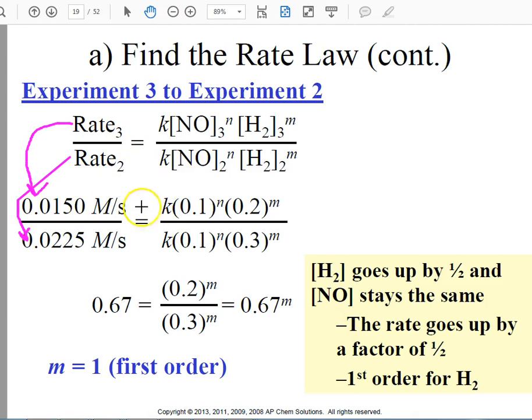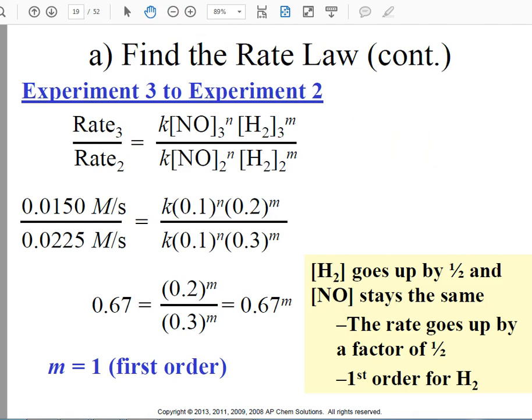Then they write out their rate law for 3 and divide it by their rate law for 2 and plug in their numbers. So this time our NO is canceling, and we're left with 2 over 3 with an exponent that we don't know for our H2. And then we do the rate divided, and we got 0.67 equals 0.67 to some power. So what must that power be? That power must be 1. Right? So our order for this one must be 1, which we determined earlier as well using the table logic.